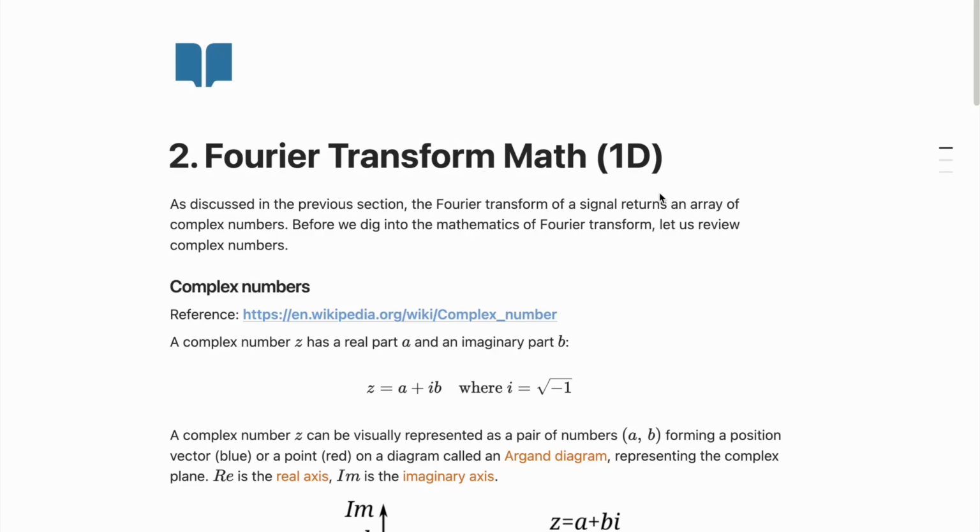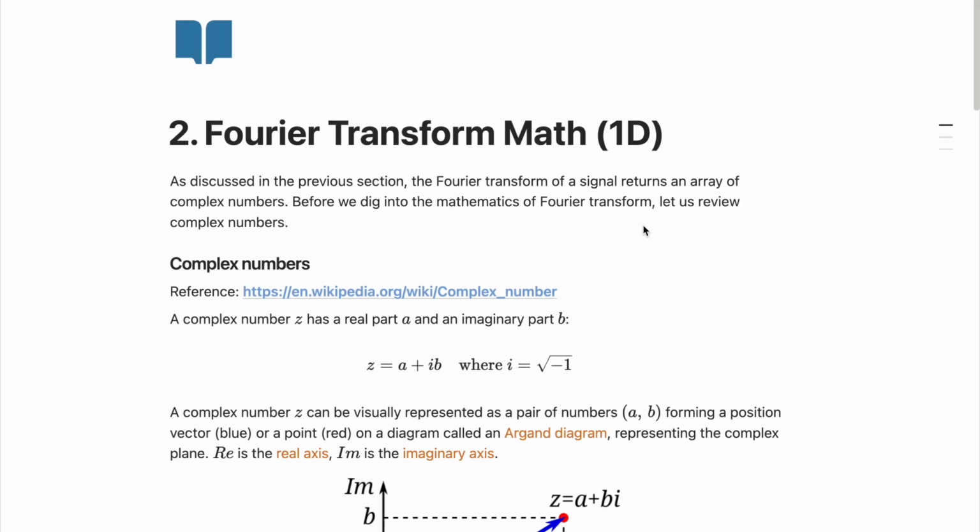In this lesson, we're going to talk about the mathematics of Fourier transforms in one dimension, and you'll see that it's not really that complicated. In fact, in the coding assignment that will follow this lesson, you will use this math to code your own Fourier and inverse Fourier transforms from scratch, and that really helps demystify all this.